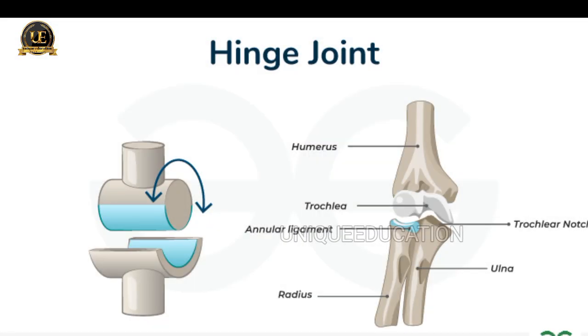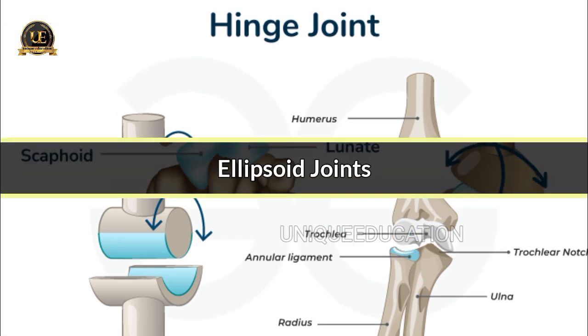Hinge joints are a type of synovial joint that allows movement in one plane, similar to the way a door hinge works. Examples of hinge joints in the human body include the elbow and knee. These joints permit flexion and extension but limit other types of movement, providing stability and controlled motion.